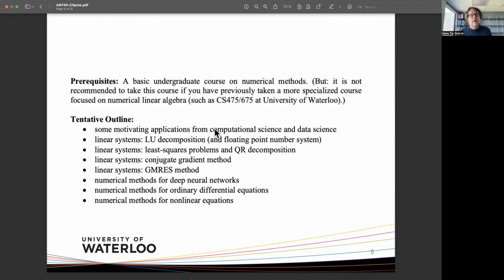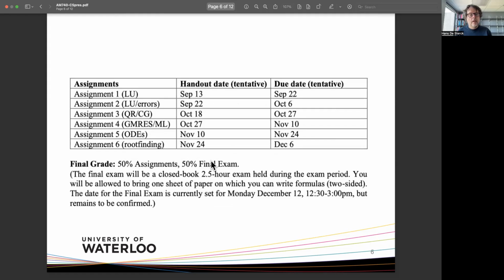Prerequisites: it's useful if you have a basic undergraduate course on numerical methods, or at least on computational algorithms. But it's not recommended to take this particular course if you've done a lot of numerical linear algebra in previous courses, because there would be quite a bit of overlap. There is a substantial introduction to numerical linear algebra.